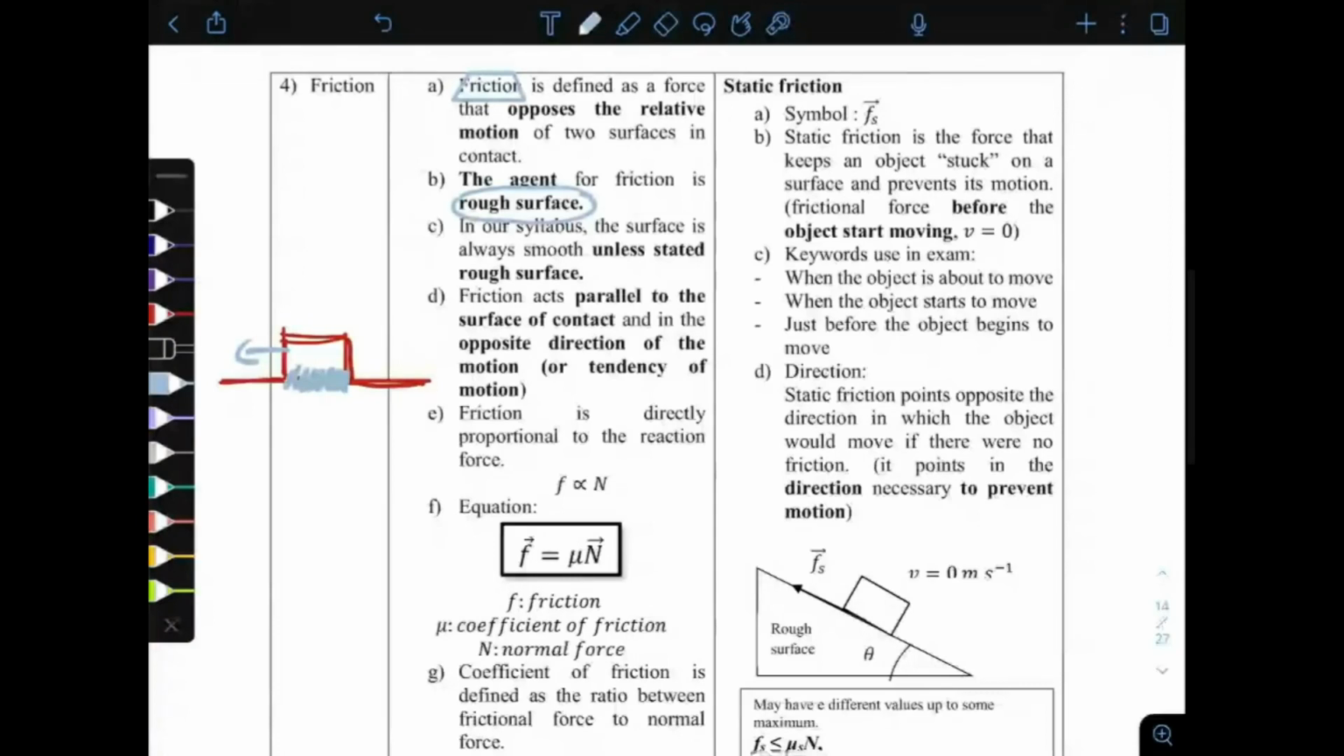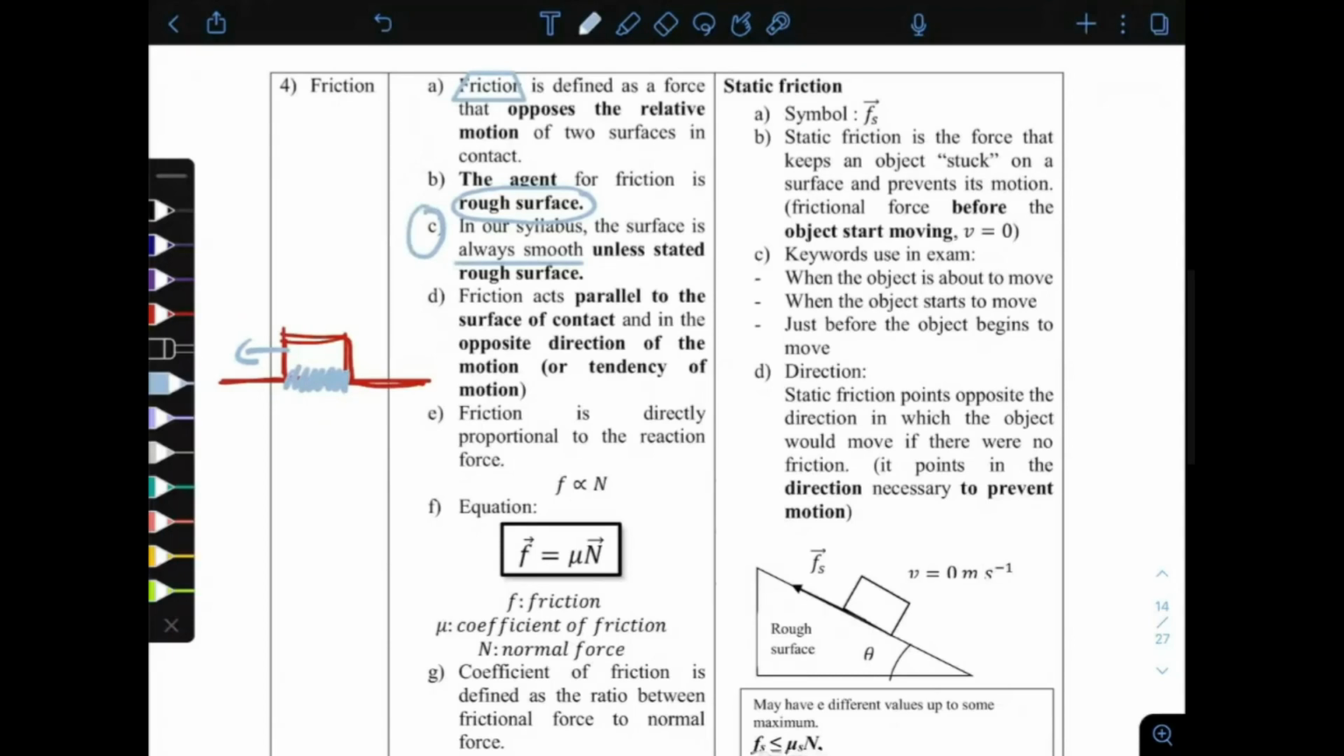Okay, kalau kamu tengok point C dekat sini, in our syllabus, surface is always smooth unless stated rough surface. Okay, so awak look for the term rough surface. Itulah kalau dia memang mention itu adalah rough surface, kita akan ada frictional force.